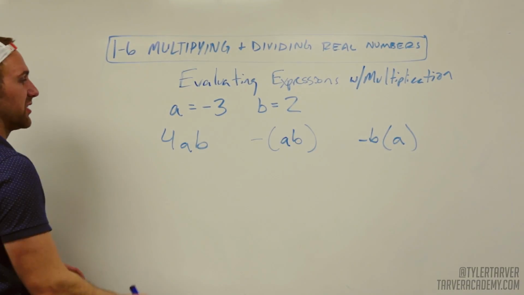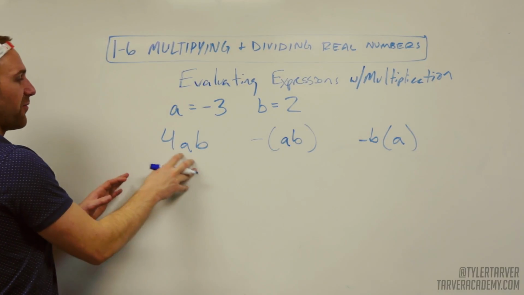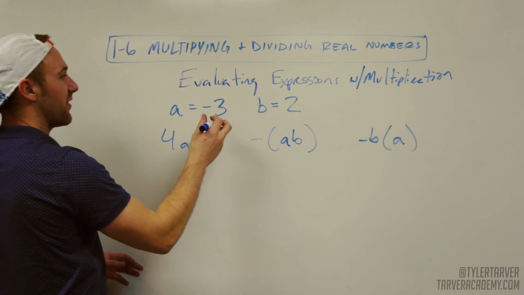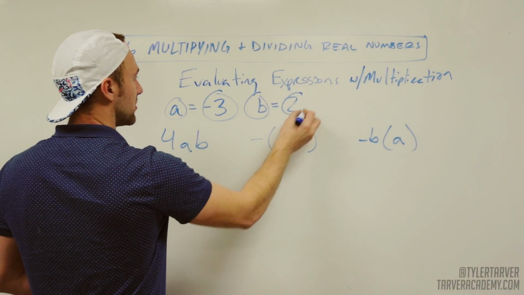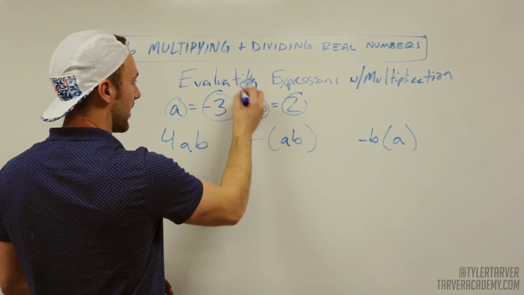So we've got 3 different problems here. First one, we've got 4AB. Now the two things I was given are that A equals negative 3 and that B equals 2. I'm going to separate them right there. I don't want to get them mixed up.